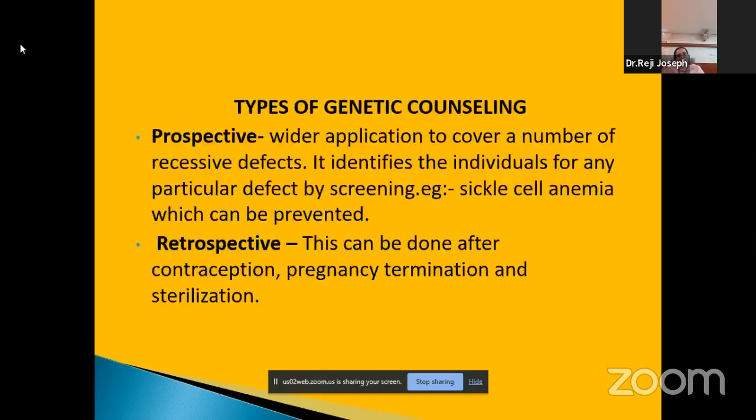Now, next slide, please. Coming to the types of genetic counseling, it is of two types. It is prospective and retrospective. Prospective has a wider application to cover a number of recessive defects. It identifies individuals for any particular disease by screening. For example, sickle cell anemia, which is a preventable disease. And coming to the retrospective, it is done after contraception, pregnancy termination, and sterilization.